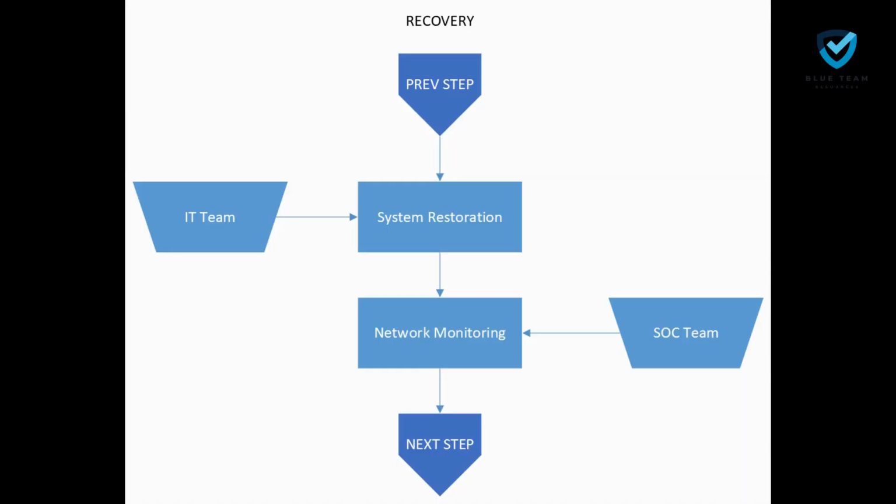Phase 5, Recovery. Recovery is all about restoring systems to their normal function and monitoring the network to ensure its security. System restoration is the process of bringing affected systems and networks back to their fully operational state. This could involve reinstalling system components, updating software, or even replacing entire systems if necessary. The goal is to restore everything to its pre-incident state, ensuring your operations can continue smoothly.